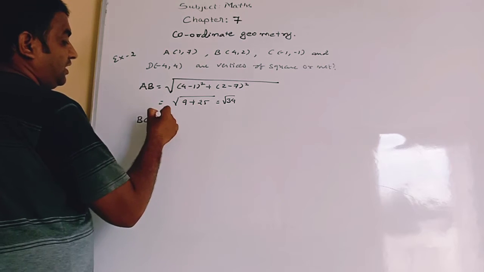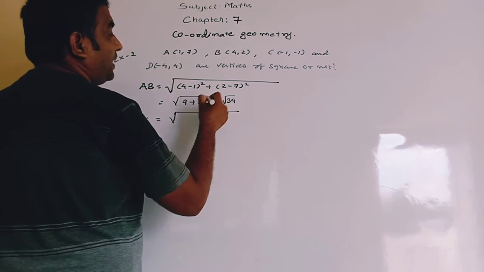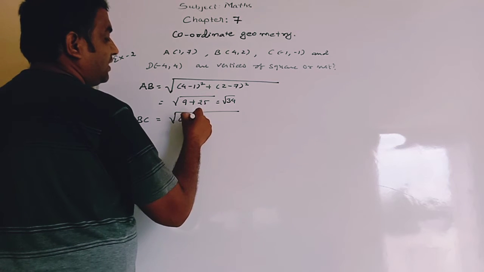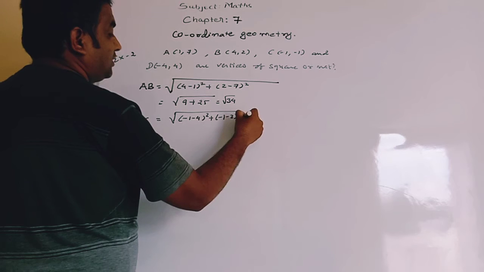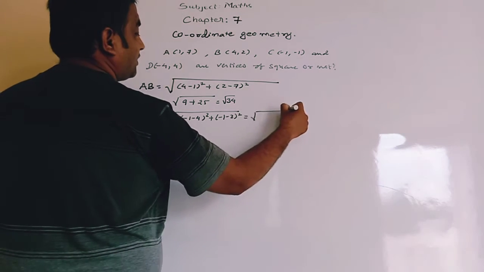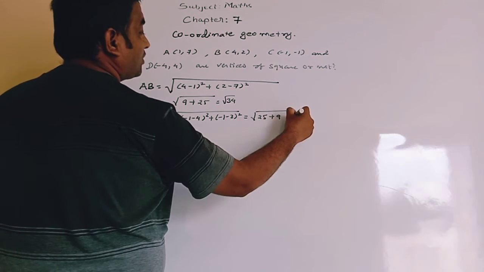So BC we find out. Then it is again minus 1 minus 4 square plus minus 1 minus 2 square. So minus 5 square, that is 25, and minus 3 square, that is 9, so root 34.